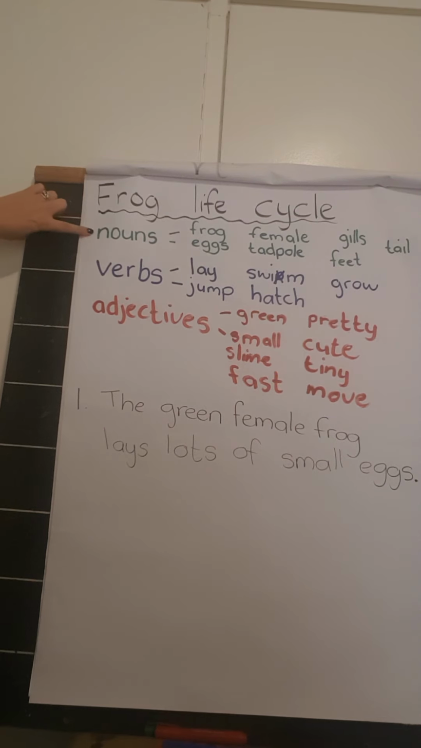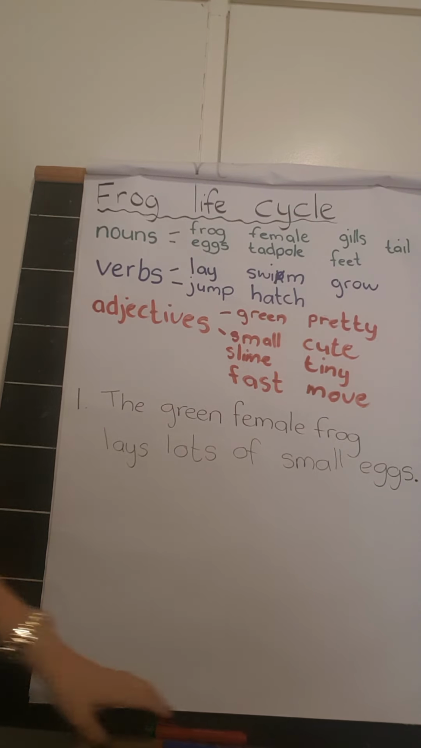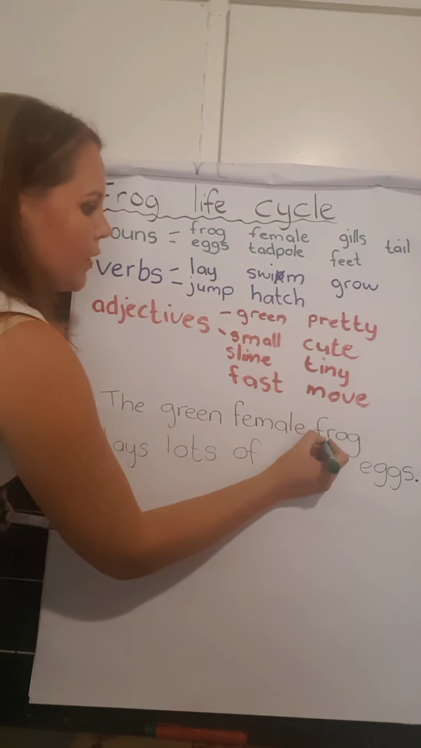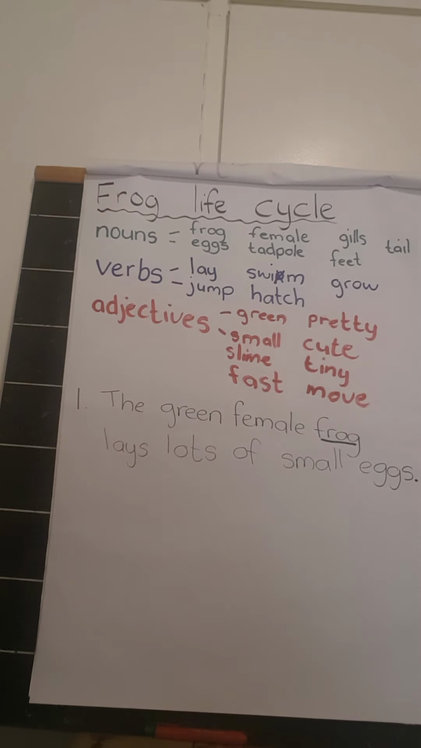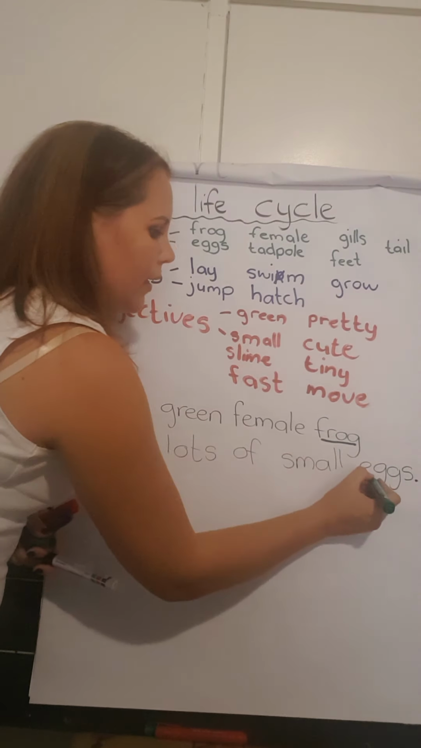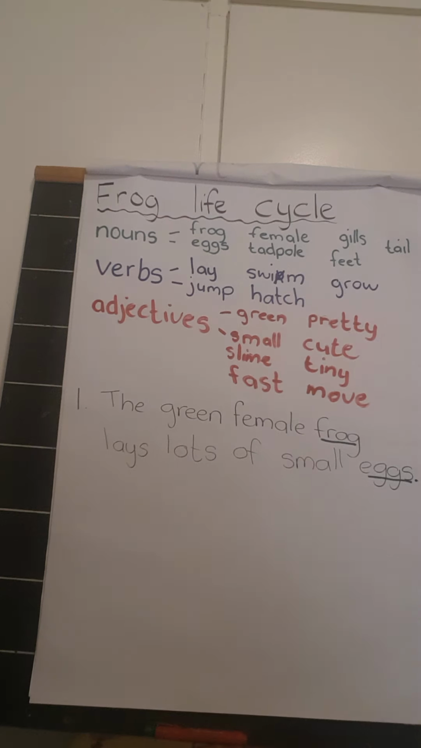Alright, so now I want to check my sentence. I need to find the noun, the verb, the adjective, and I need to underline it. So, which is the noun in my sentence there? There's two nouns. The first is frog, and the second is eggs. Right, now I want to find the verb. The verb is an action word. So I'm going to underline lays, because she does that. She lays the eggs. That's an action.